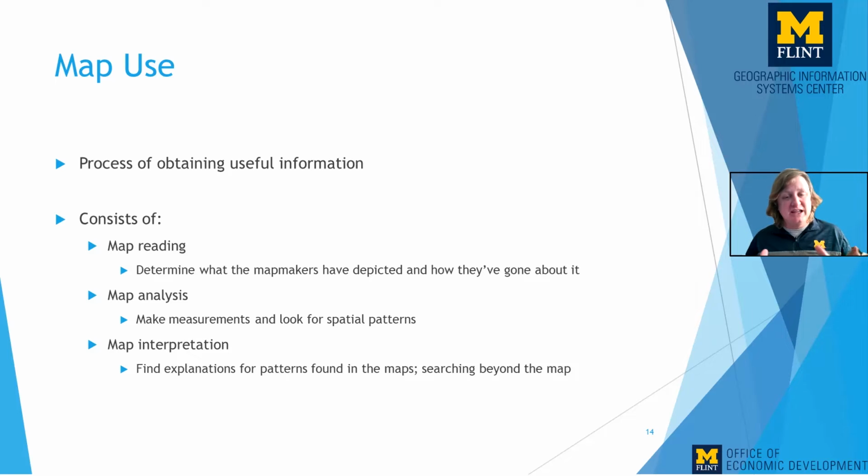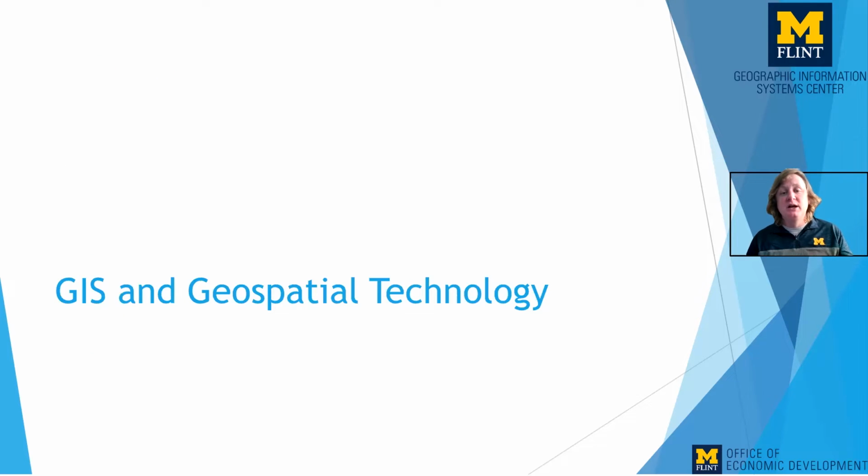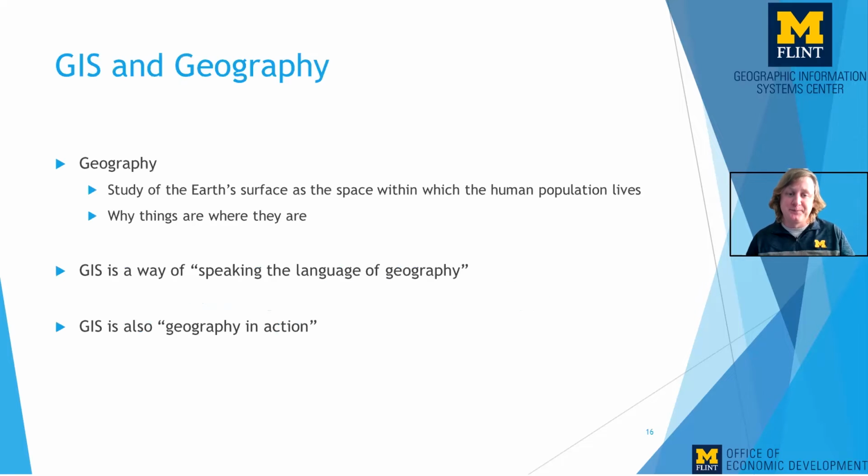And then once you see those patterns, you can then go beyond the map, which is our map interpretation, which then we can find reasons why that particular pattern might be showing up on the map. And with all this kind of background context of what maps are, how they're used, we get into what GIS and geospatial technology provides for us.